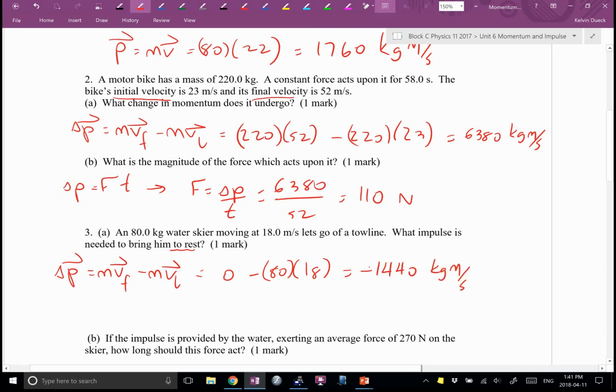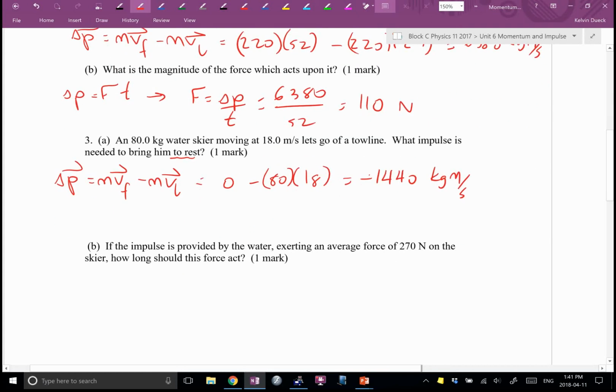Or, if you wanted to assign that a direction, what would you say? Backwards. You know what? He has to lose momentum to come to a stop. That's really what we're saying. Otherwise, how is he going to stop? Cool. Christy, what's B want me to find?